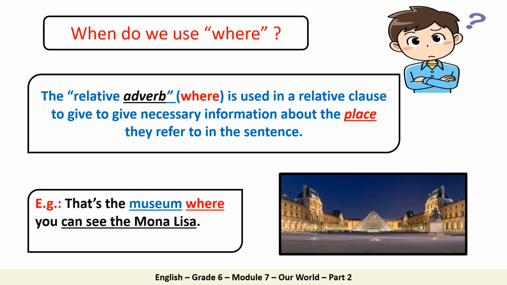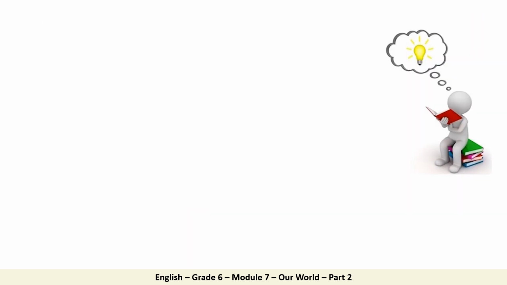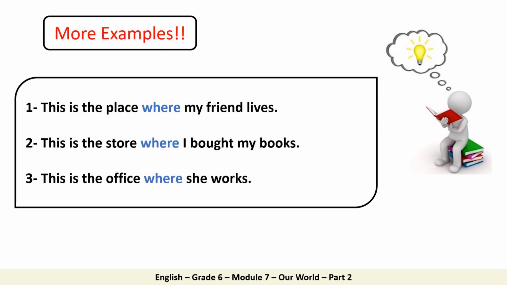That's the museum where you can see the Mona Lisa. As you can see here, we have the word where or the adverb where, and the word or the place that it's referring to is the museum. That's right, very good. And now we're given more information about this museum, and that is to say that we can see the Mona Lisa in that museum. And there you go. All right, let's see some more examples.